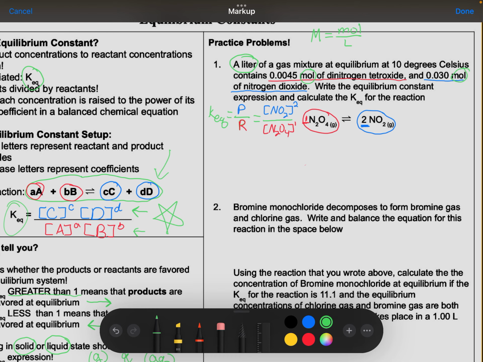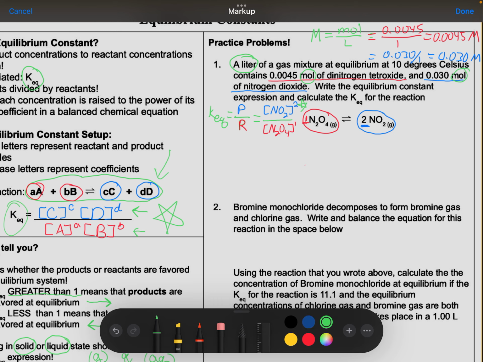So if I have 0.0045 moles in a liter, that is going to be equal, for my red reactant, to 0.0045 divided by my singular liter. So that 0.0045 is my concentration. And the same could be said for my 0.030, because I have that many moles in 1 liter. So I can do 0.030 divided by my 1 liter and get 0.030 molarity, which is, again, my 2 concentrations that I'm going to plug in to my constant expression over here.